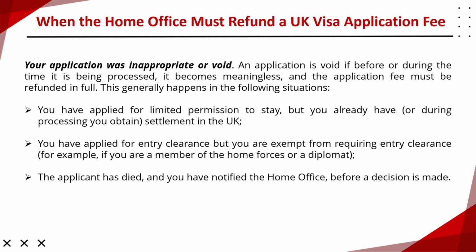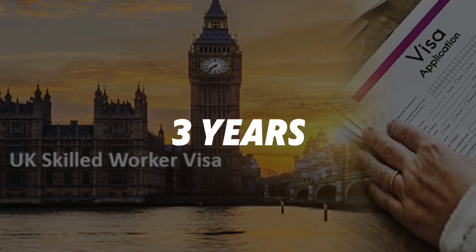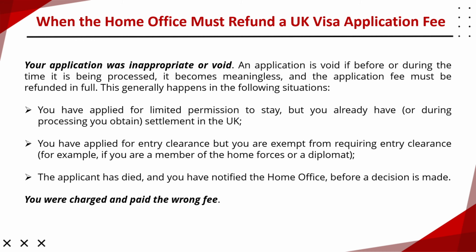Number three, the main applicant has died and you have notified the Home Office before a decision is made. In that case, they need to refund full fee. Next one is you were charged or paid the wrong fee. For example, sometimes when they do the calculation, for example, the skilled worker visa, 5 years and 3 years. So you got the COS for 1.5 years and you were charged for 3 years. So in these cases, they charge you wrong fee. You should get a refund.